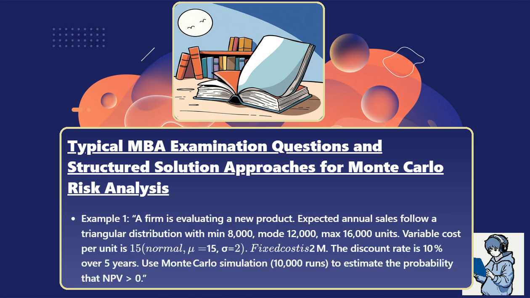Example 1. A firm is evaluating a new product. Expected annual sales follow a triangular distribution with minimum 8,000, mode 12,000, maximum 16,000 units. Variable cost per unit is normal, mu equals $15, sigma equals $2. Fixed cost is $2 million. The discount rate is 10% over 5 years. Use Monte Carlo simulation, 10,000 runs, to estimate the probability that NPV is greater than 0.